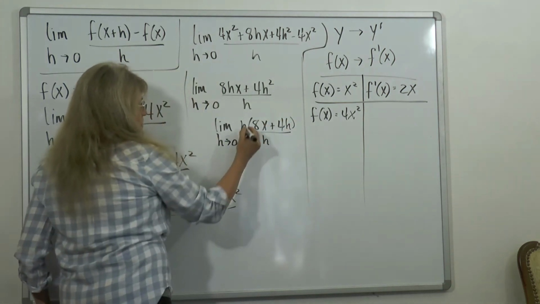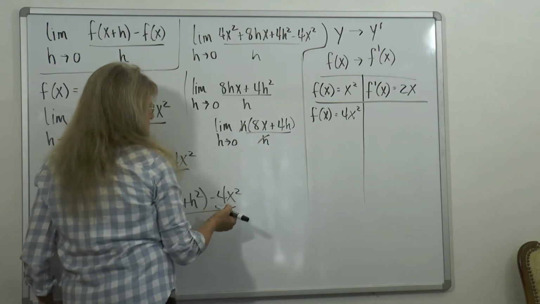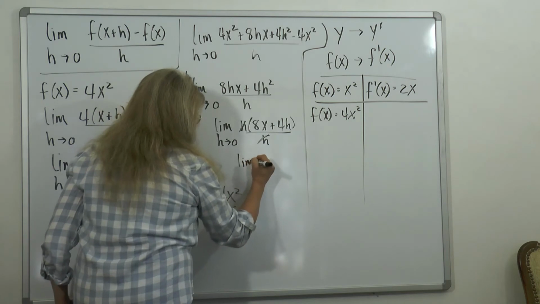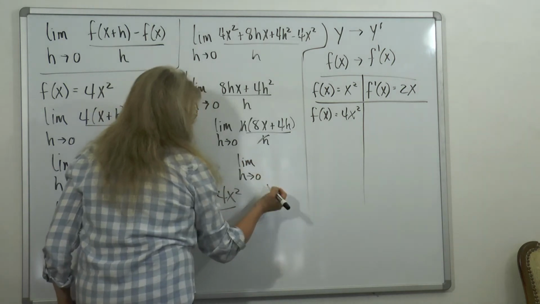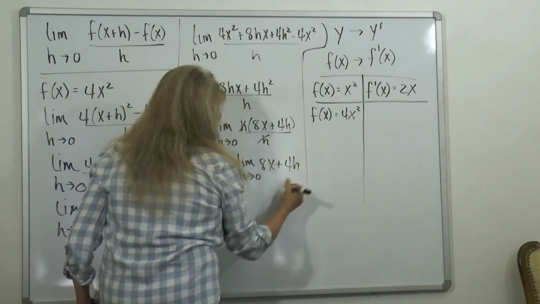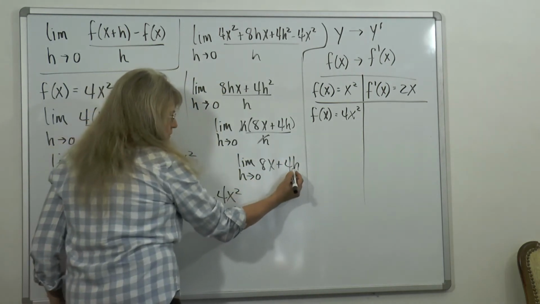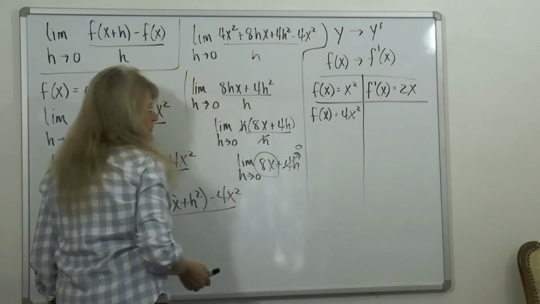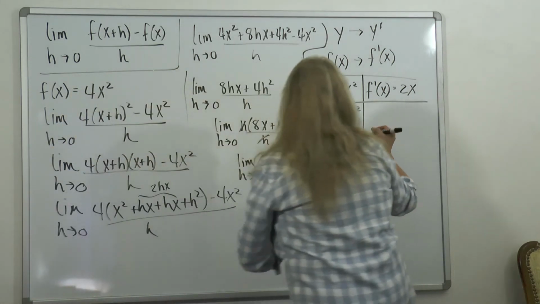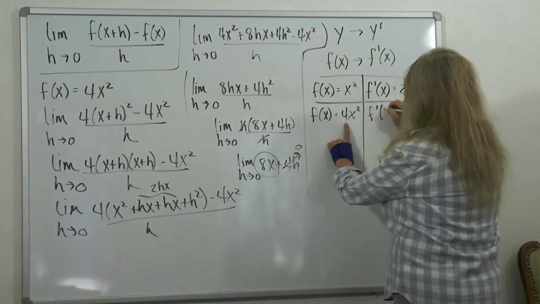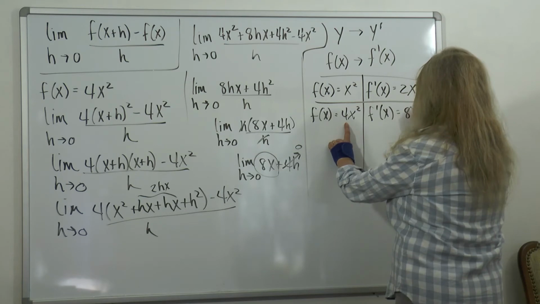Okay, so now that's going to cancel. And so now that I don't have to worry about division by 0, I am free to let h equal 0. So I have 8x plus 4h. Well, if I let h equal 0, 0 times anything is 0, that's going to be 0, and the whole thing is going to equal 8x. So that tells me when f of x is 4x squared, f prime is 8x.